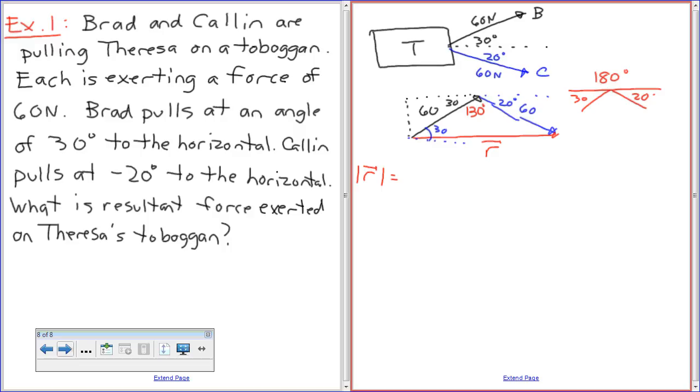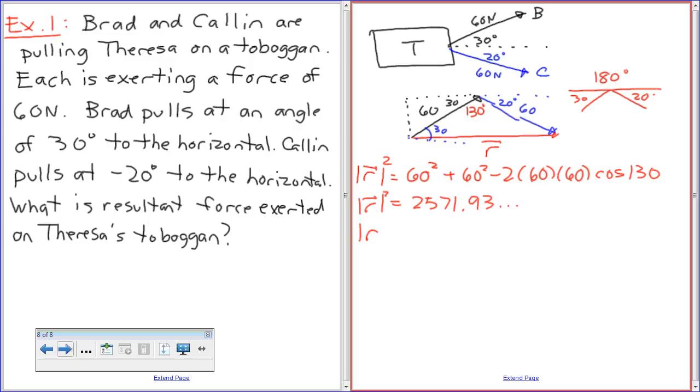Yeah, it's going to be 60 squared. Oh, okay, 60 squared plus 60 squared minus 2 times 60 times 60 equals 130. And then it should be R squared equals 2,571.93. And if you square root that, it becomes 50.71.